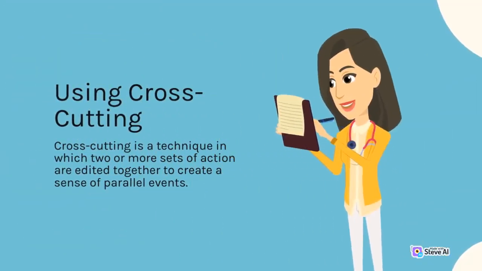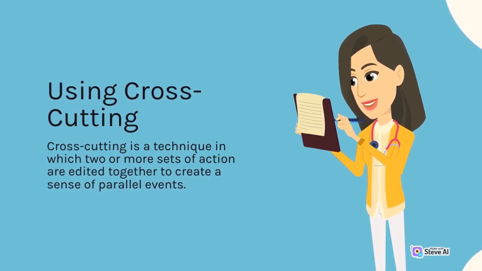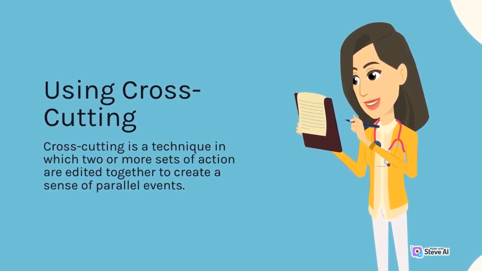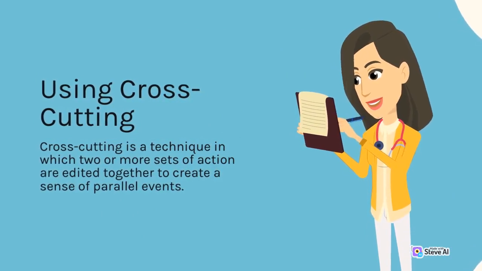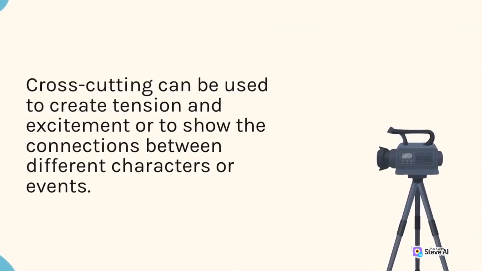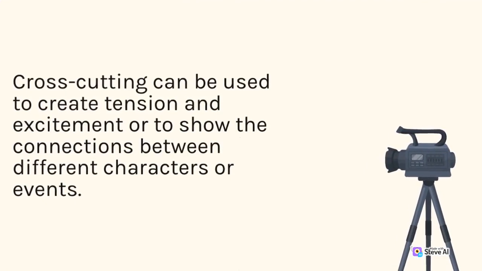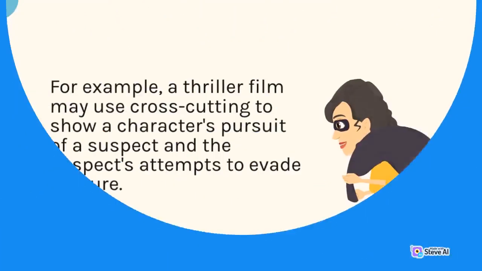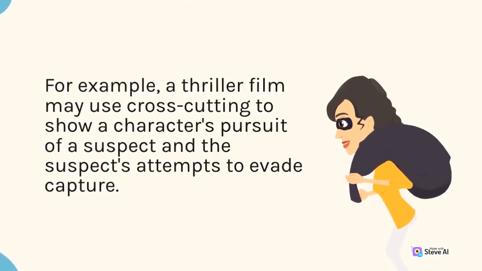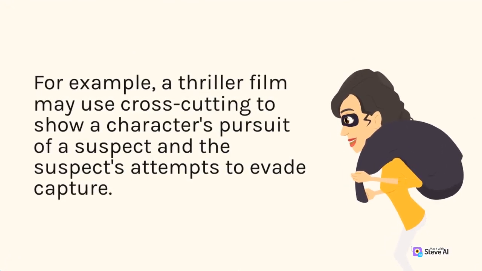Using cross-cutting. Cross-cutting is a technique in which two or more sets of action are edited together to create a sense of parallel events. Cross-cutting can be used to create tension and excitement or to show the connections between different characters or events. For example, a thriller film may use cross-cutting to show a character's pursuit of a suspect and the suspect's attempts to evade capture.